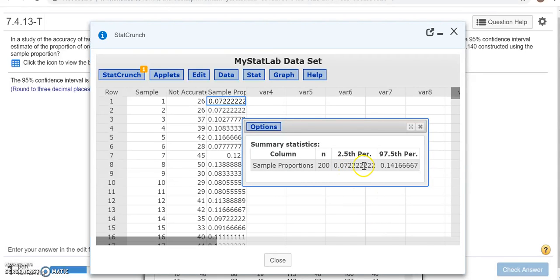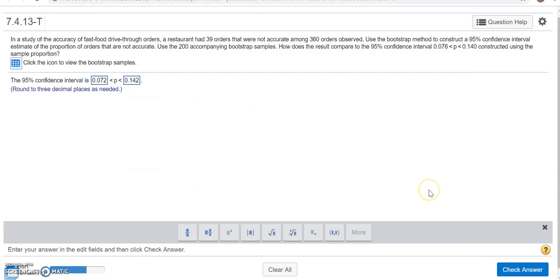So here is the lower limit of my confidence interval, the 2.5 percentile, and the upper limit right here. So if I just transfer those over, this should be the 95% confidence interval that I got from the bootstrapping samples.